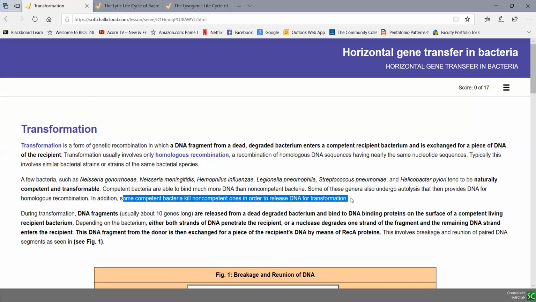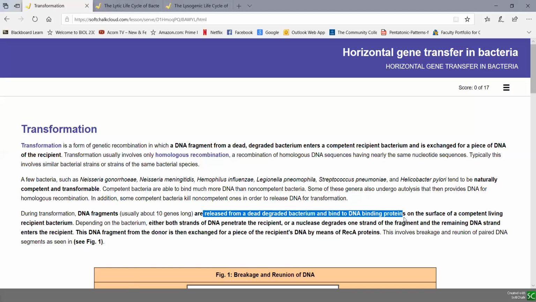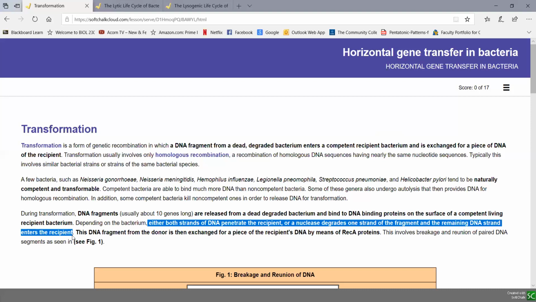But again, the key here is that during transformation, small DNA fragments, usually only about 10 genes long, and remember, a typical bacterium typically has about 3,000 genes. So these are pieces only about 10 genes long, are released from a dead, degraded bacterium. They bind to DNA binding proteins on the surface of a competent living recipient bacterium. And then either both strands of DNA or one strand of the DNA enter the recipient. The example we're going to show you shortly is where one strand enters, which is more common.